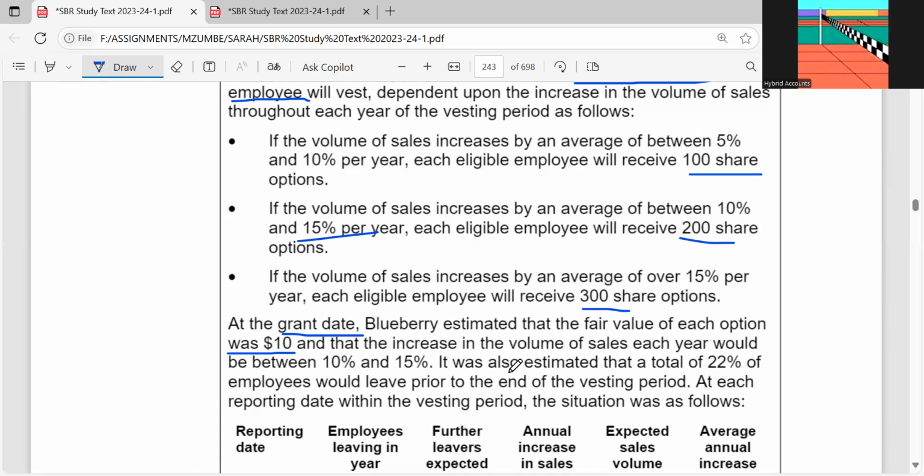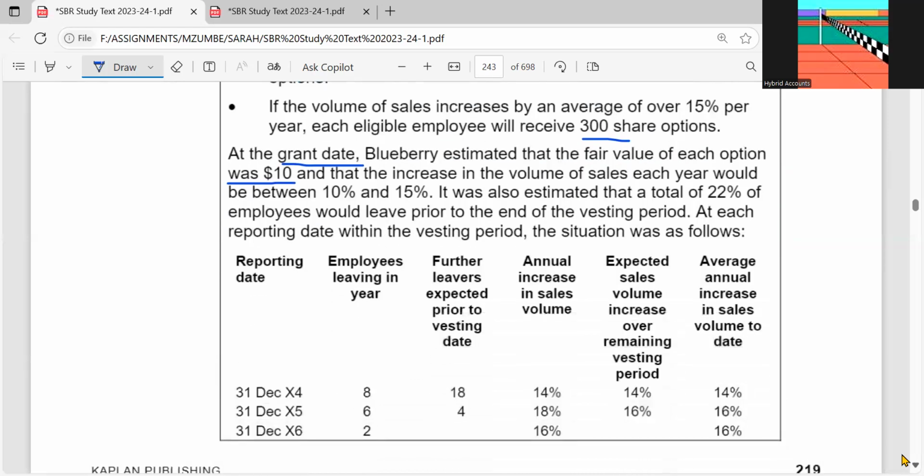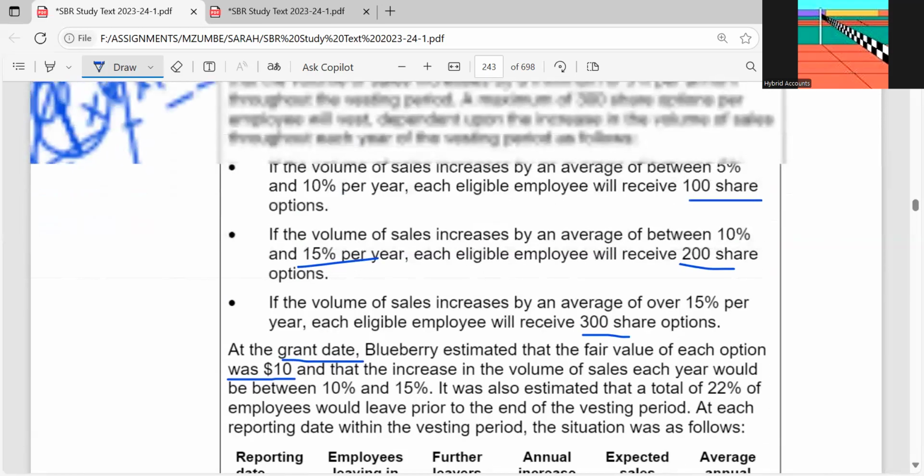It was also estimated that a total of 22% of employees would leave prior to the end of the vesting period. Okay, so we expected 22% to leave before the end of the vesting period. And at each reporting date within the vesting period, the situation was as follows. You have been provided, so all this information is just for you. We have 3 years: 20x4, 20x5, as well as 20x6. Read the question and see.